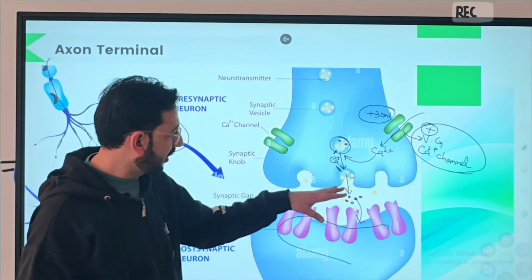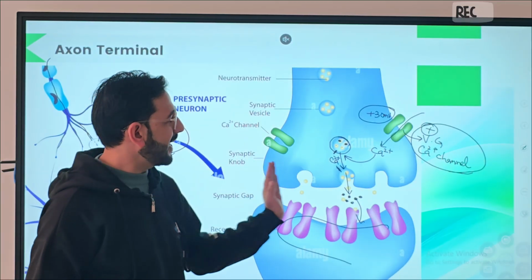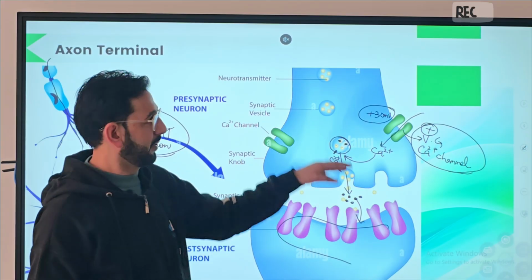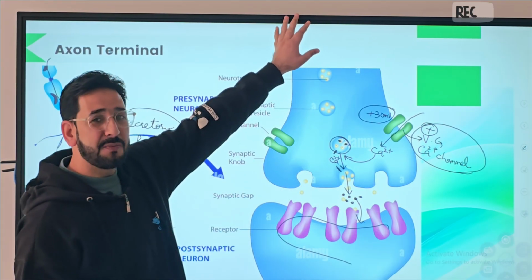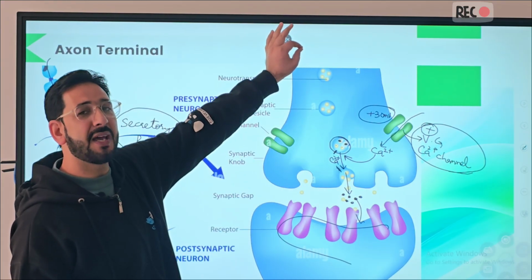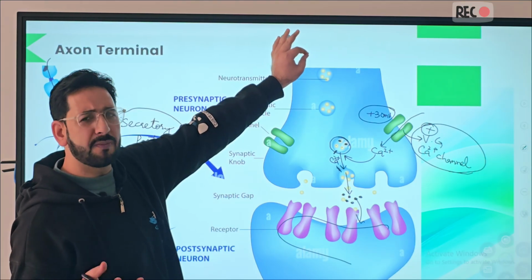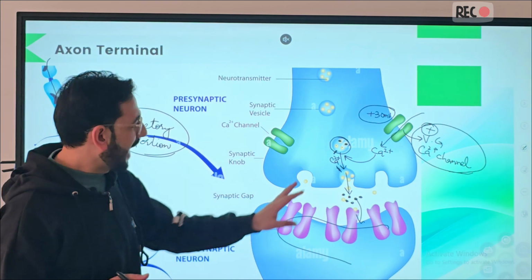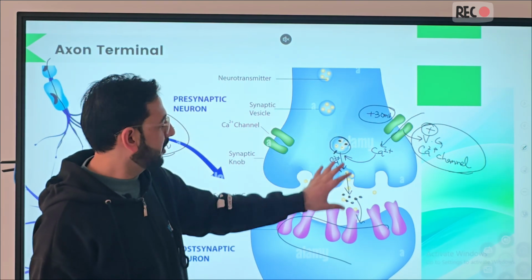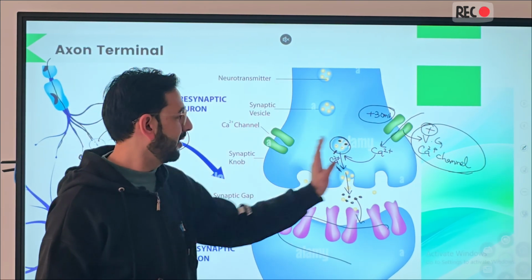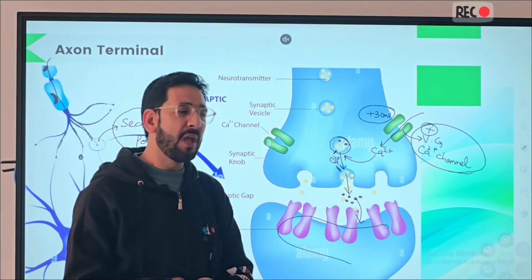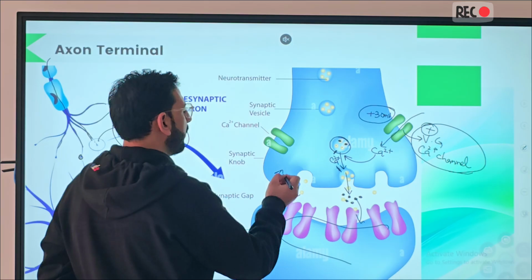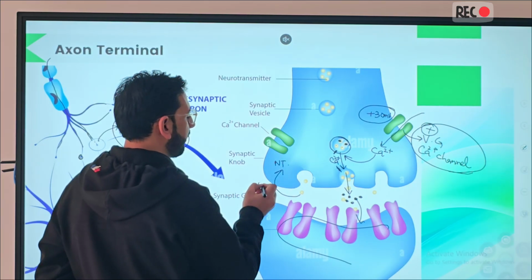Now here what I have to tell you is that this axon terminal is very important, because it is the secretory portion. Once the neurotransmitter is made or synthesized in the cell body, there is no use of that until it is released onto the target site. So that releasing or secreting of the neurotransmitter is done at the axon terminal level. The second important thing is that it is very important for the reuptake of neurotransmitters.